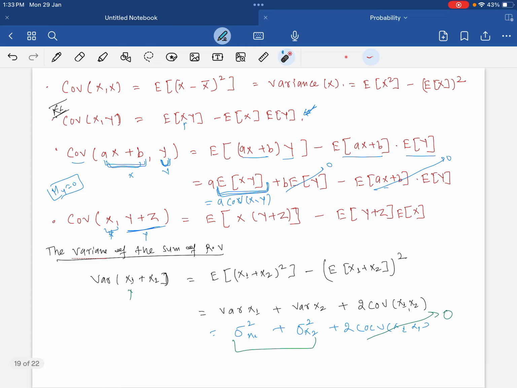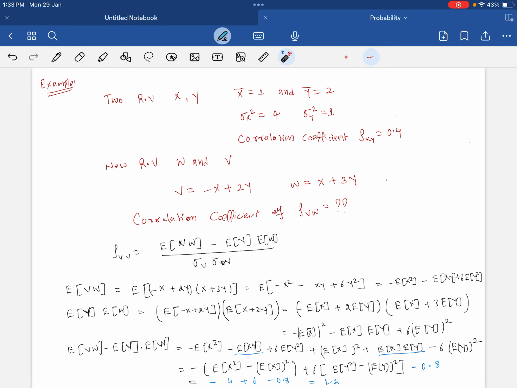Now let's look at one more question based on covariance and correlation. Let's assume that you are given two random variables, x and y. The mean of the random variable x is 1 and the mean of the random variable y is 2, and their variances are given. The variance of x is 4 and the variance of y is 1.